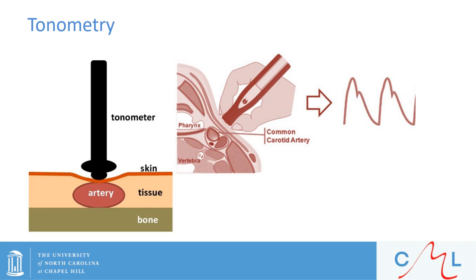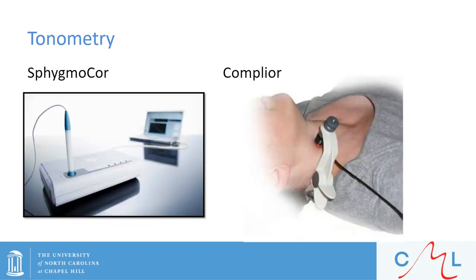Tonometry has been the most widely used method, and this method consists of applying a force over the center of a superficial artery against an underlying bone. Here we see the tonometer being placed on top of the skin and over that bone. Here are two example devices. On the left, we have the AtCor SphygmoCor, and we see the tonometer, or the pen-like device, held in its probe holder there, sticking up. And on the right, we have the Complior, and we see the tonometer held in place by a neck brace.